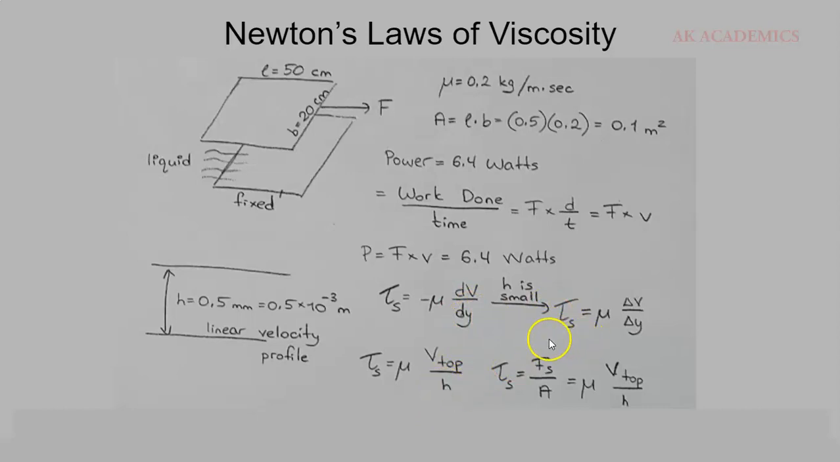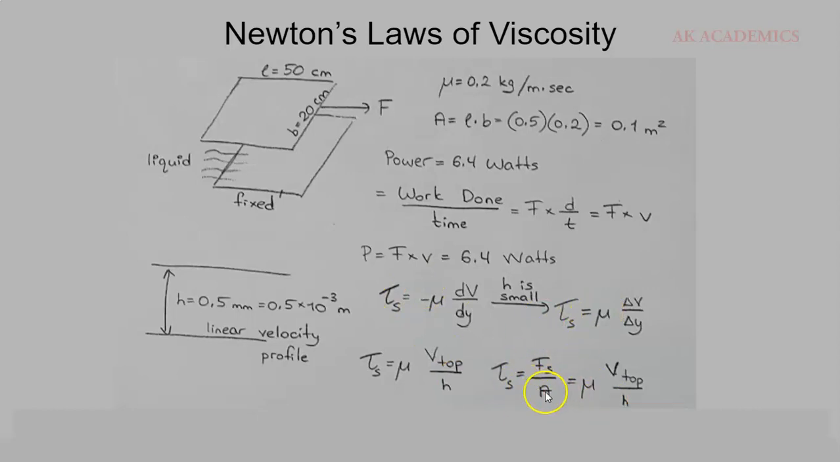All right, h is very small, and as h tends to 0, or as delta y tends to 0, we introduce this limit, delta v over delta y, and the negative is going to disappear. We're not going to use that.